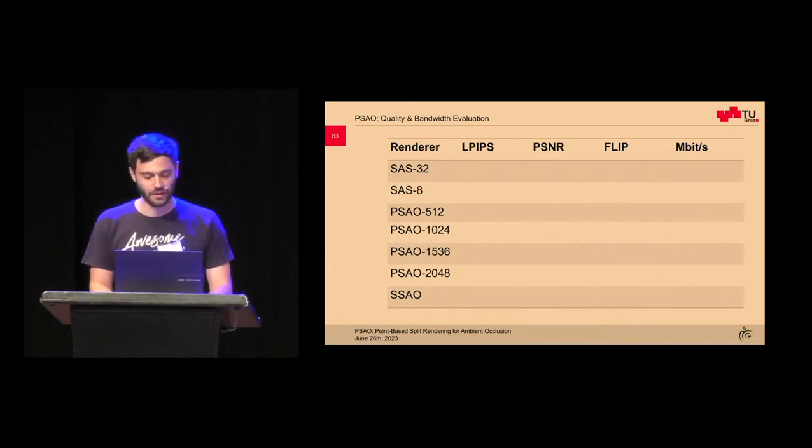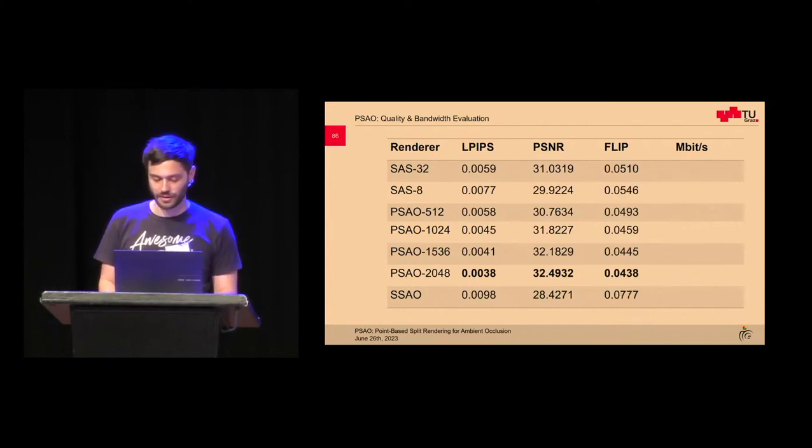So if we look at the quality metrics, our point-based split ambient occlusion achieves the best quality compared to the other approaches. Mostly, SSAO doesn't deal that well with large distance ambient occlusion, so it tends to produce halos there. And our Shading Atlas streaming system struggles with the fixed shading budget that we employ in this evaluation, so it tends to overly blur the AO contribution, which hurts its performance numbers.